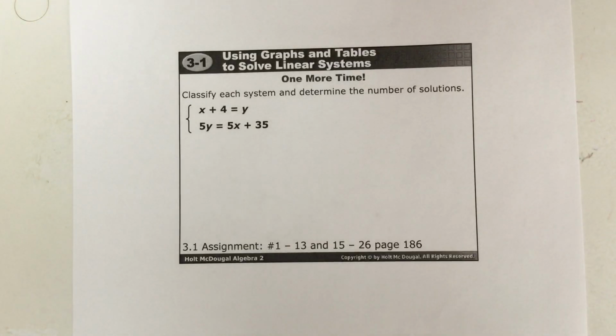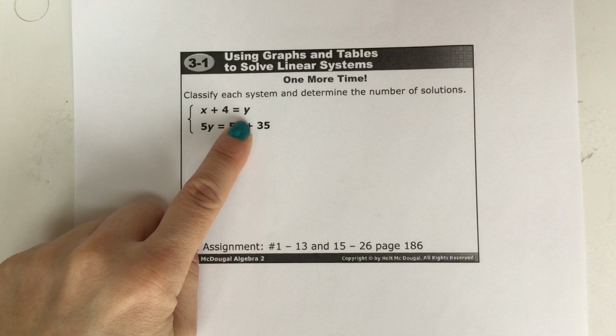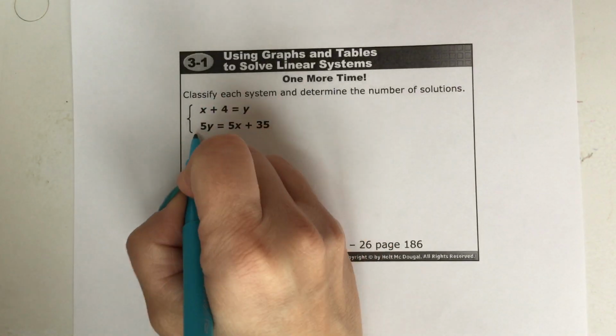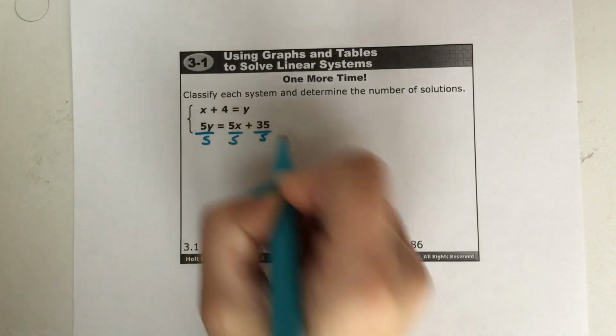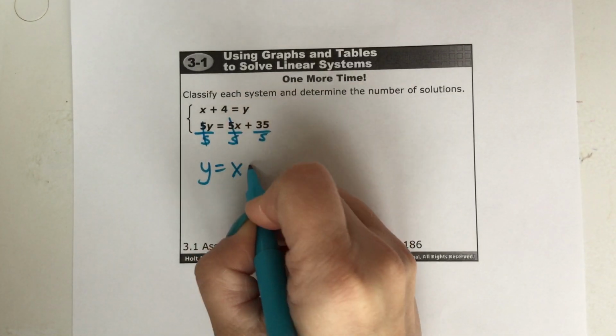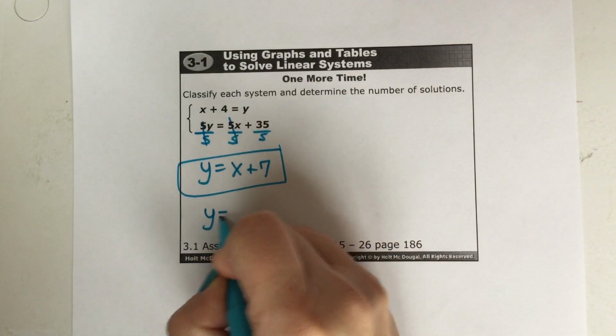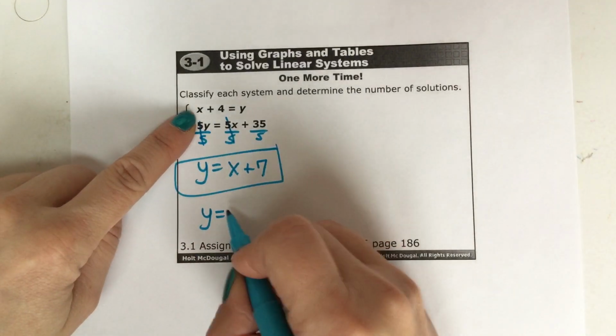Oh, let's do one more. Okay, classify. I thought that was the grand finale. Oh no, we got one more. If I want y by itself, hey, y is already by itself. Beautiful. If I want y by itself here, go ahead and divide everything by 5. So y equals 5 divided by 5 is x. 35 divided by 5 is 7. If I want to rewrite it so the y is on the left side, you totally can.